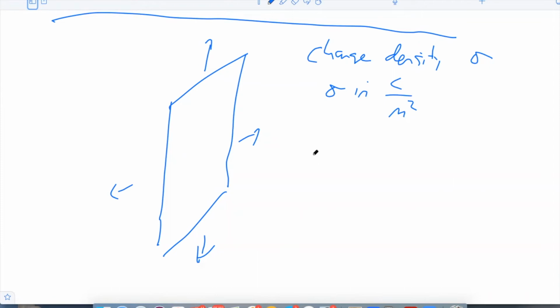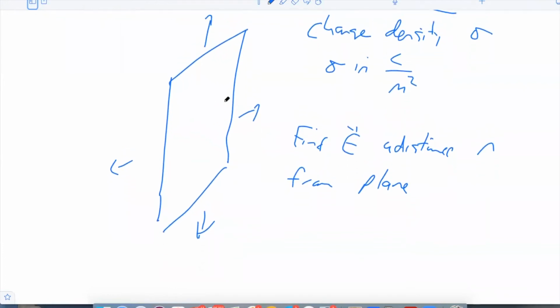I want to find the electric field a distance r from the plane. Okay, well, first thing I need to do is just by symmetry. Imagine you've got the walls in front of you. Right now, you're looking at a wall.